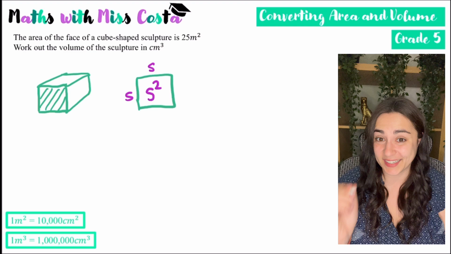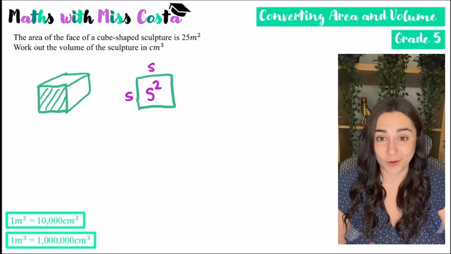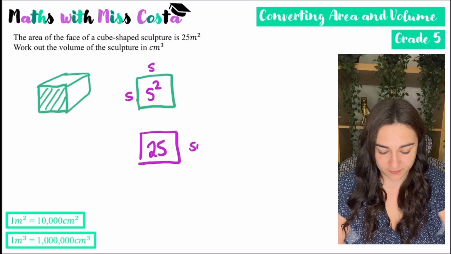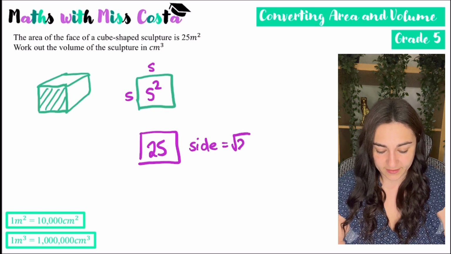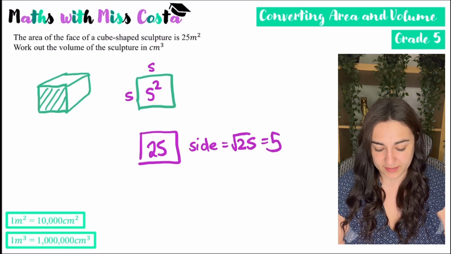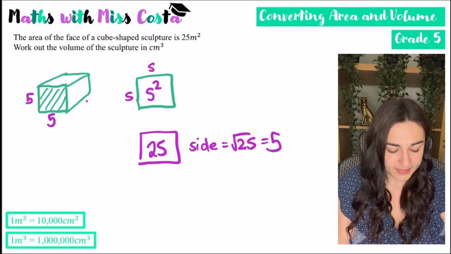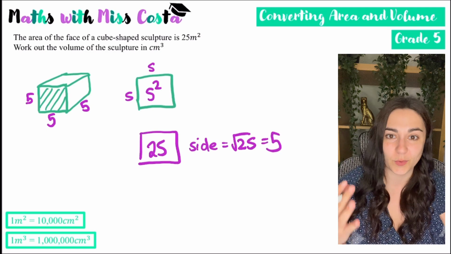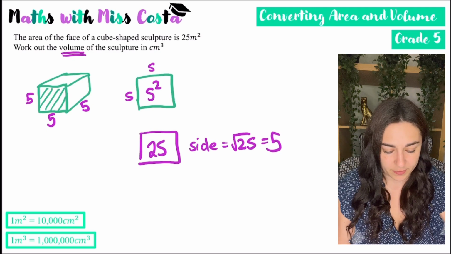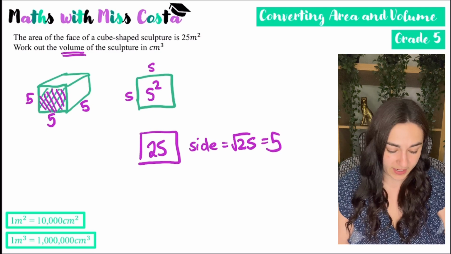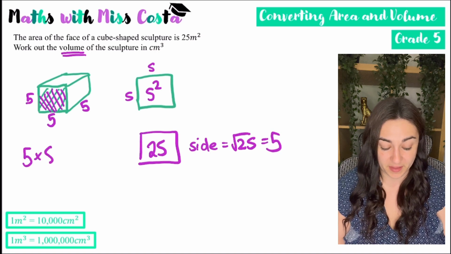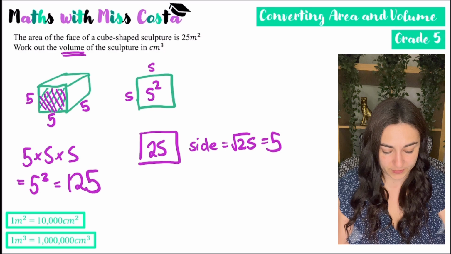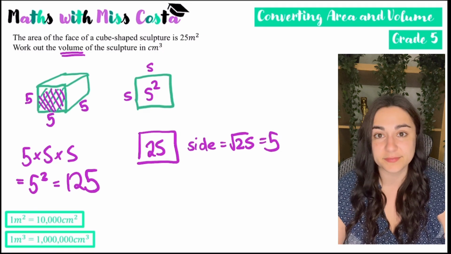So in order to work out the side, you don't divide by 4. It's a common misconception. You square root it. So I know that the area is 25. Therefore, to work out a side, I'm going to do the square root of 25, which is 5. So I know that all of my sides are going to have a length of 5 because it's a cube. All sides are equal. And I need to work out the volume. How do you work out the volume? You work out the area of the cross section and then you times it by the length. So 5 times 5 times 5 is 5 cubed, which is 125.